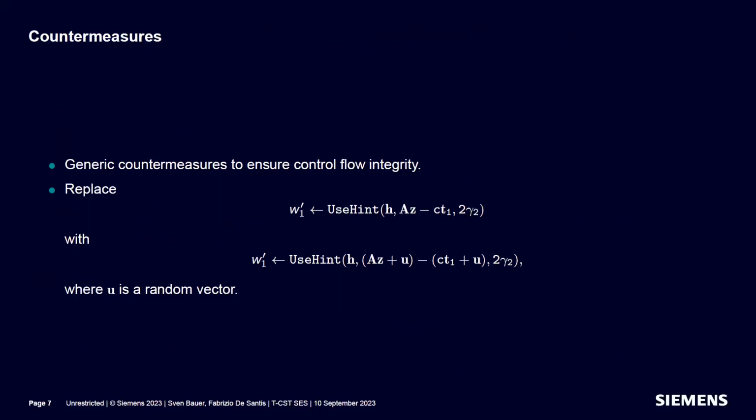Okay, what can you do about this? Well, there are, of course, numerous generic countermeasures to ensure control flow integrity. You can use any of those, of course. If you want to do something specific to this attack, you could replace the subtraction by something like that. You first add a random vector to A times Z, and you add the same random vector to C times T1. That means if this subtraction step is skipped, then you get a random result there, and signature verification will fail again.